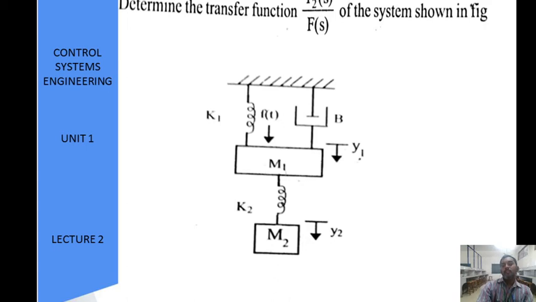Determine the transfer function Y2 of s by F of s in this given system. In this system we have two mass elements, m1 and m2, and the applied force is only for m1. The displacement for m1 is y1 and the displacement for m2 is y2. So we need to calculate the transfer function, that is Y2 of s by F of s, where the force is f of t.